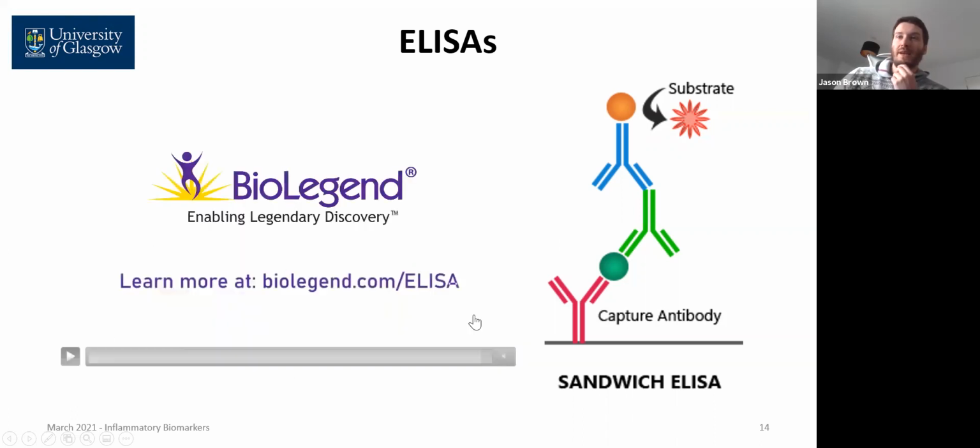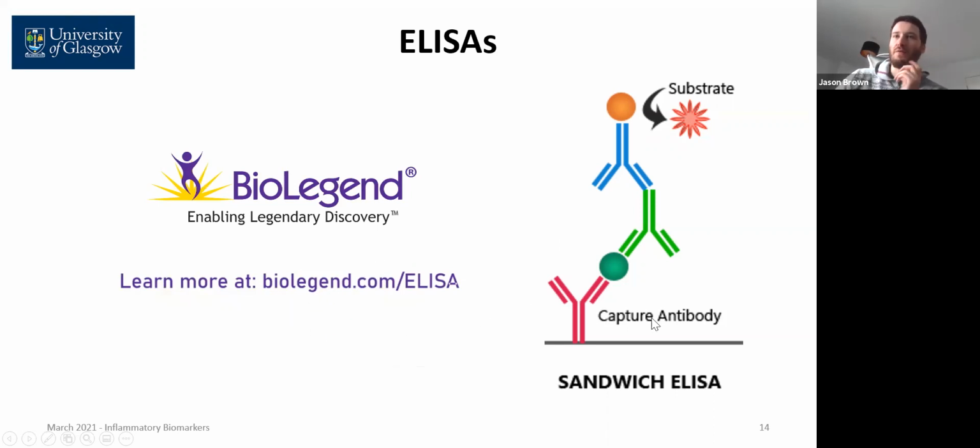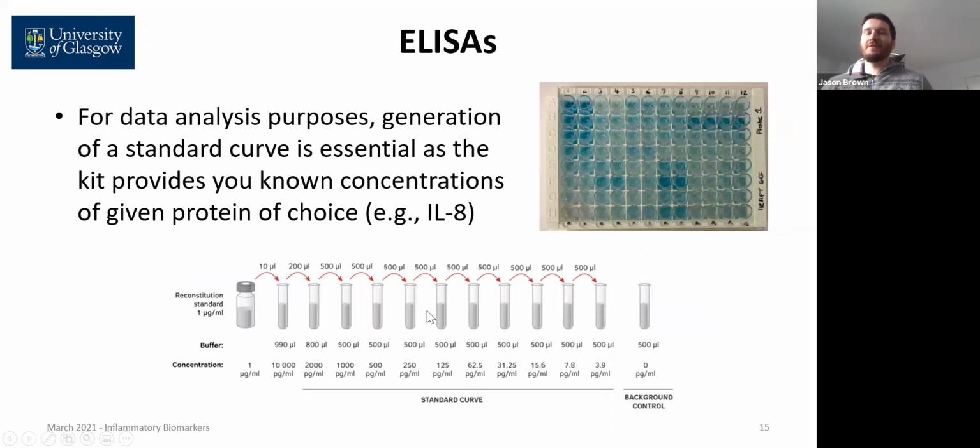So that is, as I say, just a very whistle-stop tour of an ELISA. This protocol can take anywhere from between 4 and 8 hours because of the many wash steps and also the many incubation steps as well. But that should give you an idea of the very basic principles of an ELISA. As I've said, standards are really important. Generation of a standard curve will allow you to calculate the concentrations of your protein of interest.